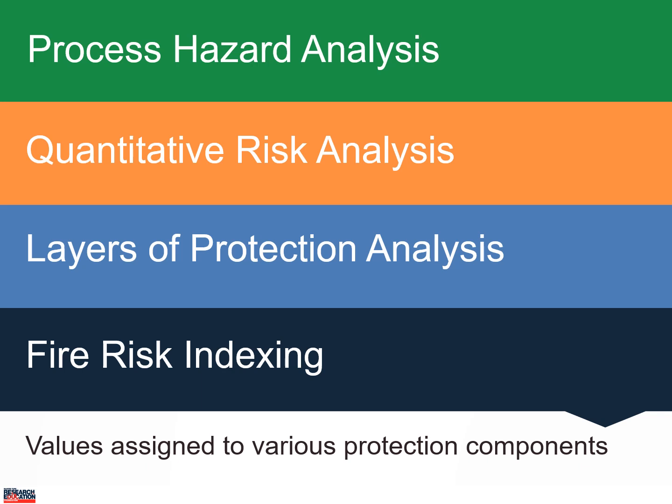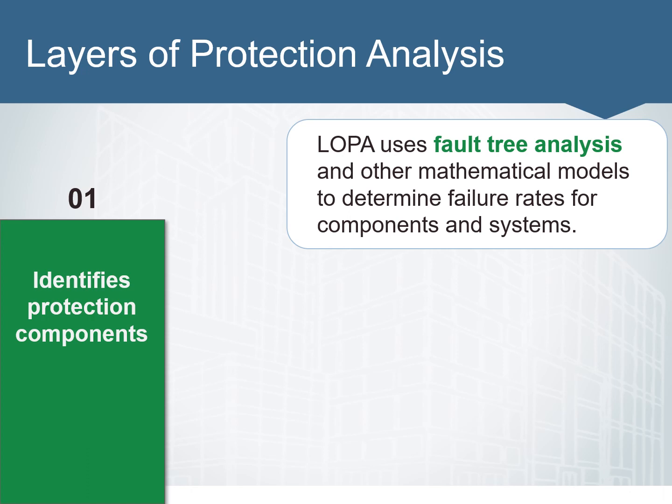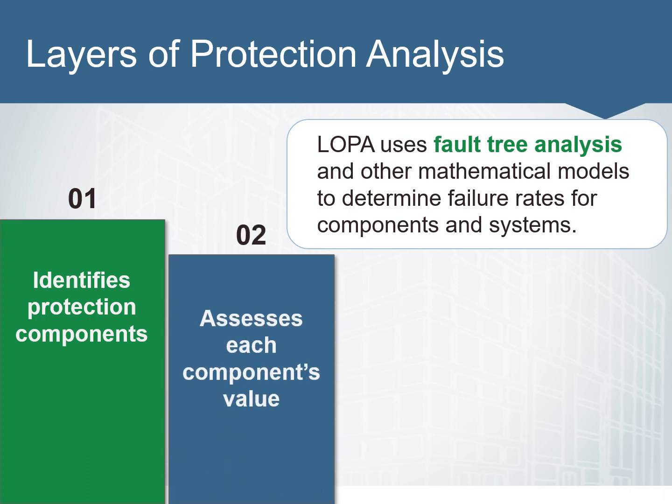We will focus on LOPA and fire risk indexing in this presentation. LOPA is very complex. Many times it uses fault tree analysis and other mathematical models to determine failure rates for components and systems. The results of these exercises are as good as the professionals conducting the exercise and can be very accurate and enlightening. LOPA works by identifying the protection components or layers, assessing the value of each.